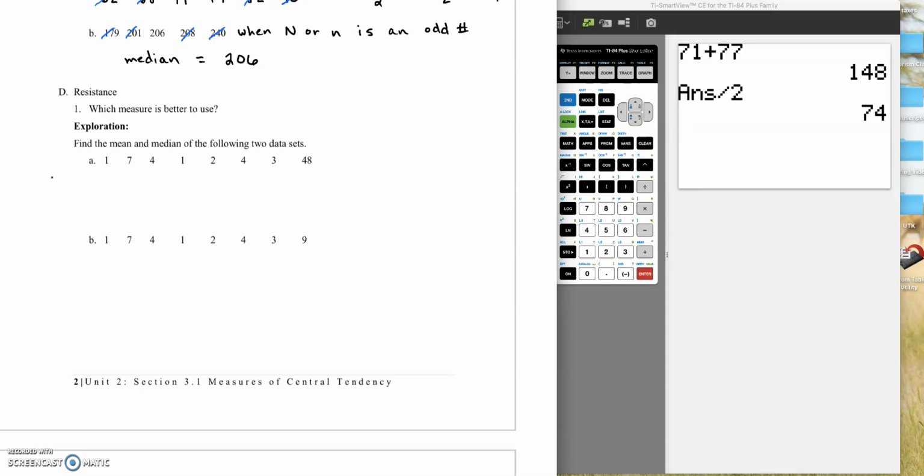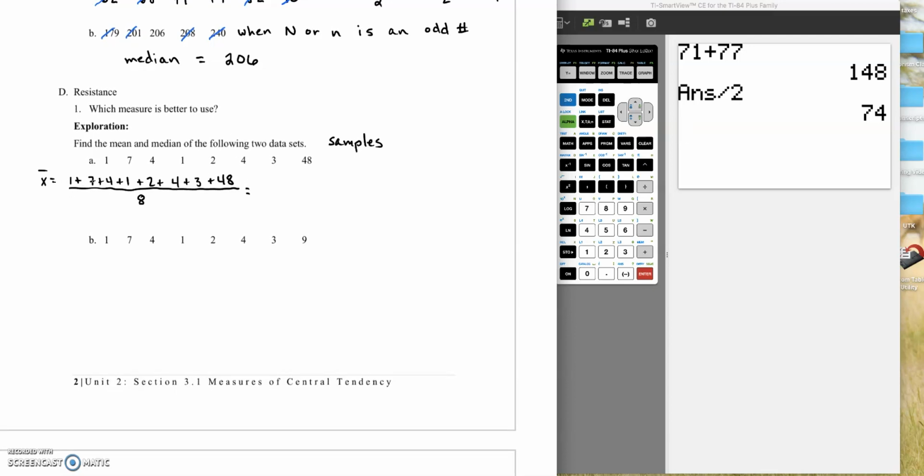So let's find the mean. And we'll assume again that these are samples. And so we're finding X bar for the mean. So X bar is 1 plus 7 plus 4 plus 1 plus 2 plus 4 plus 3 plus 48, all divided by 8, because there's 8 of them.